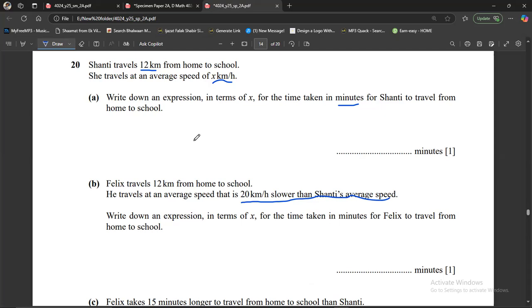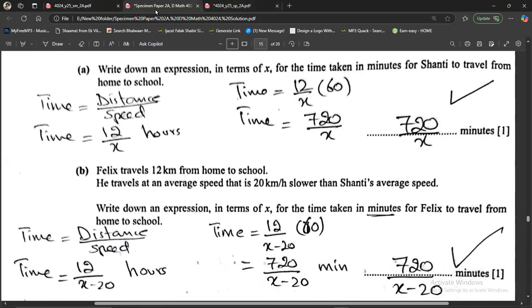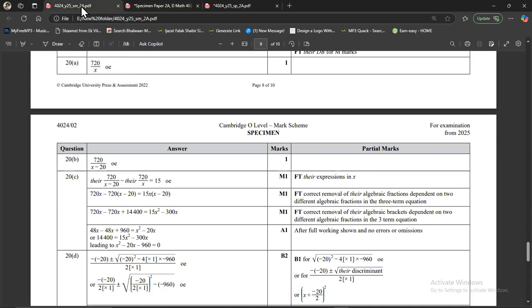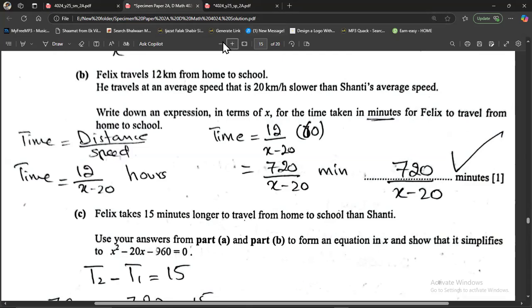The distance is same. We have to find out the time, but the time in minutes. Same procedure. The time is equals to the distance divided by the speed. So 12 divided by X minus 20. This is in hours, so we want to find the answer in minutes. So I will multiply it with the 60. So 12 multiplied 60 divided by X minus 20. That's 720 divided by X minus 20. So the time for Felix is 720 divided by X minus 20. So our answer is right. Okay.